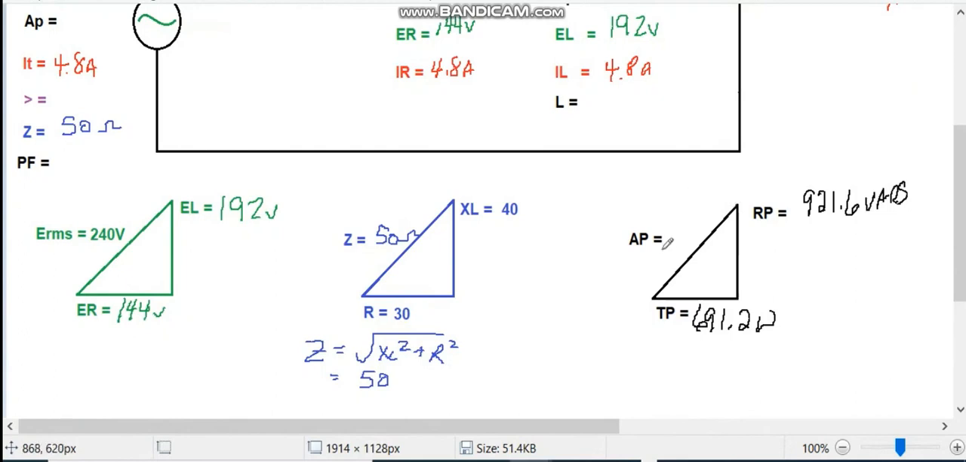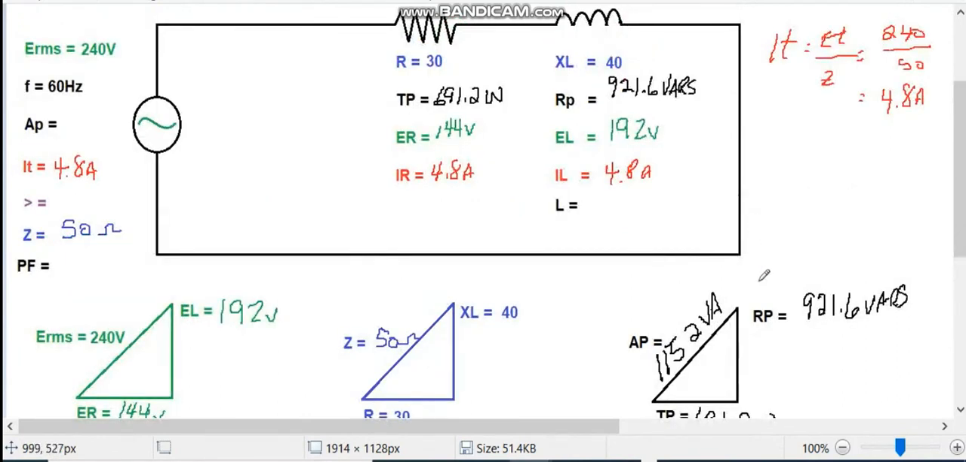Okay, so now that we have those two values, we can find our apparent power in volt amps. My apparent power is going to be the square root of my true power squared plus my reactive power squared. So 691.2 squared plus 921.6. I get 1152 volt amps, 1152 VA. So let's take a look at our powers. And I've also asked for the inductor. We'll do that in a minute.